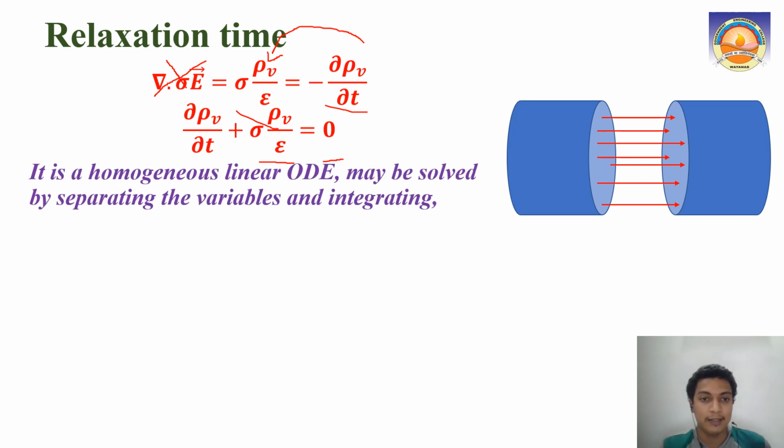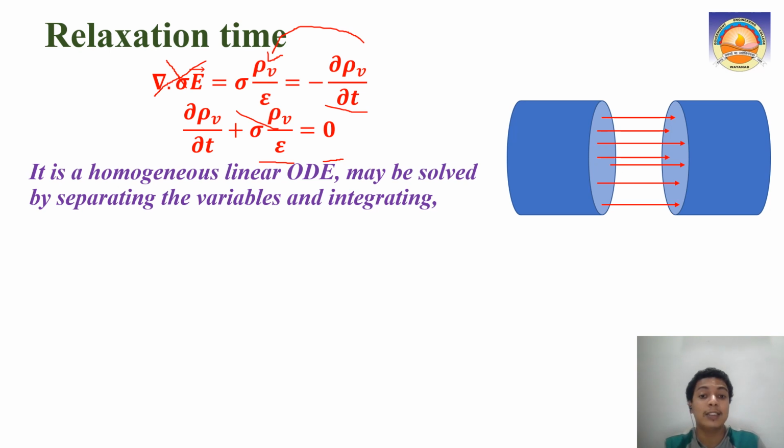So this equation is just a homogeneous linear ordinary differential equation, right? Rho V is here, like dou y by dou x plus some constant into y equal to 0. So that is quite equivalent to a homogeneous linear ordinary differential equation. So you can solve it.